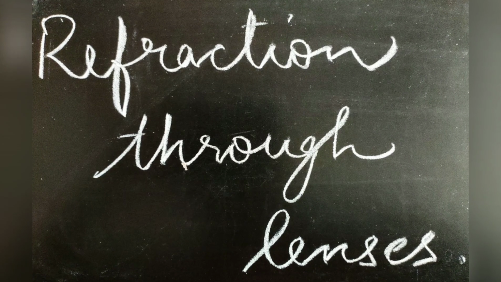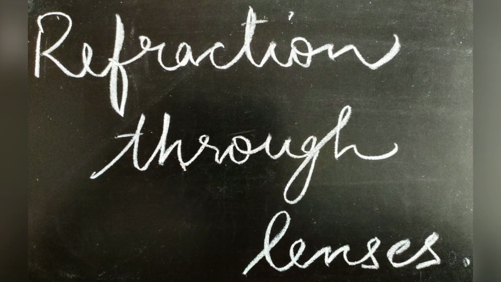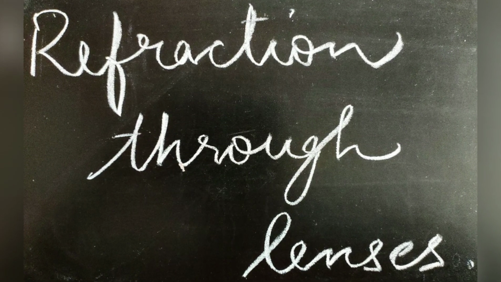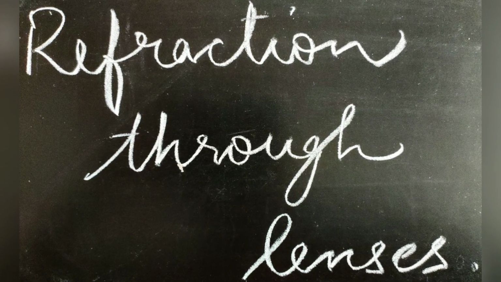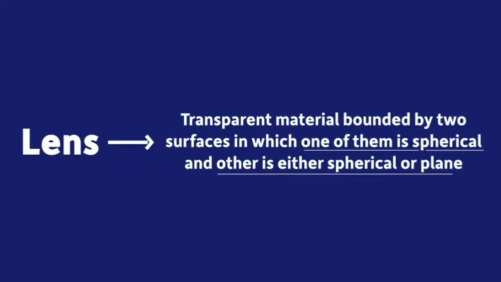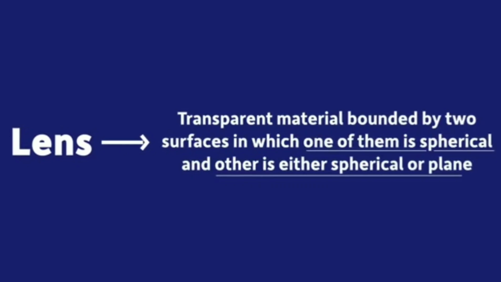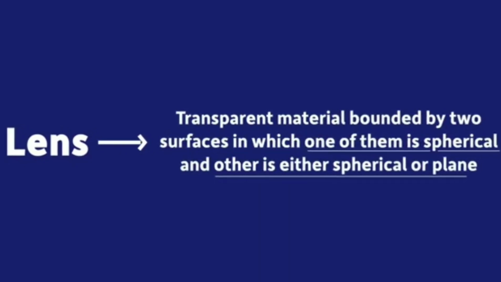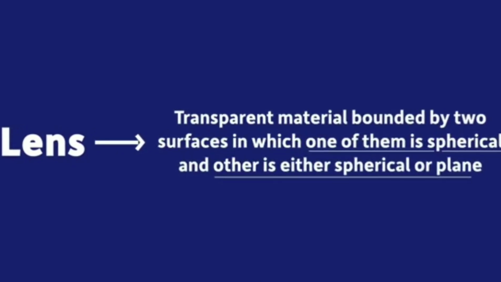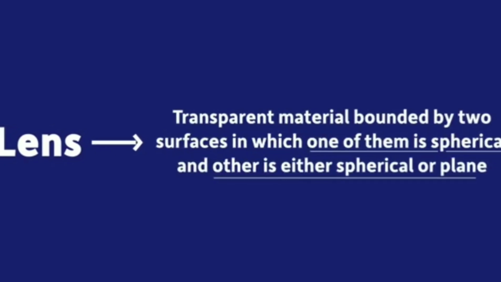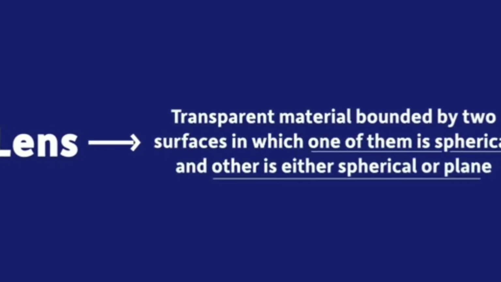So the next topic that we are going to discuss is refraction through lenses. Now what do we mean by a lens? A lens is a transparent material bounded by two surfaces, in which one of them is spherical and the other is either spherical or plane. So this means we can have different types of lenses.